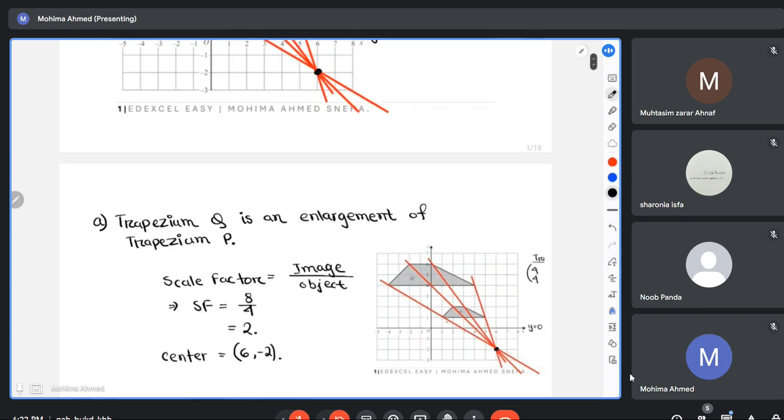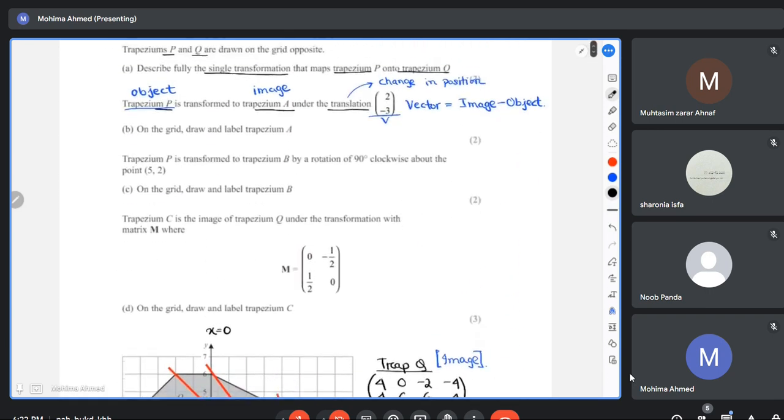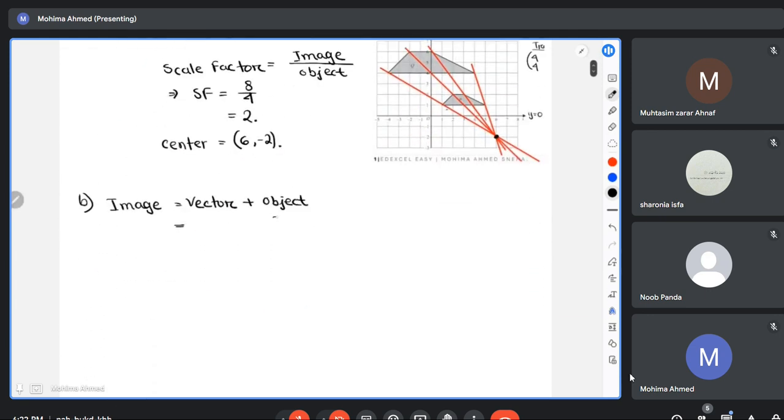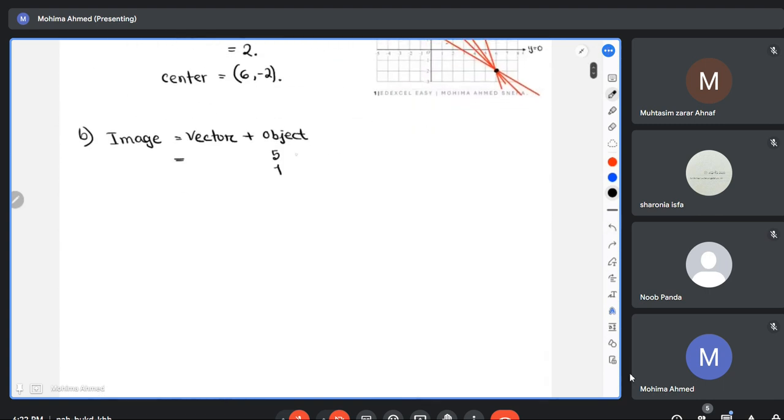Now, the vector was already given to you, which was (2, -3), and the object was (5, 1), (3, 2), (2, 2), (1, 1), right? I'll just write down the object first. And again, this has to be added with that (2, -3). But (2, -3) is not just one vector. It will be the same vector for all 4 coordinates, so you can write it once or 4 times. That is totally fine. I would suggest writing it once because it will not cost too much time.